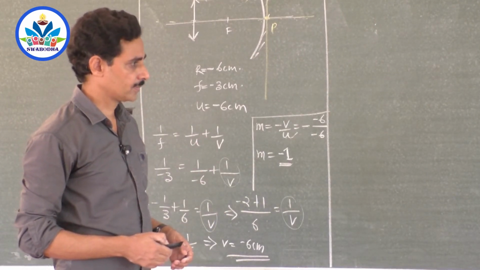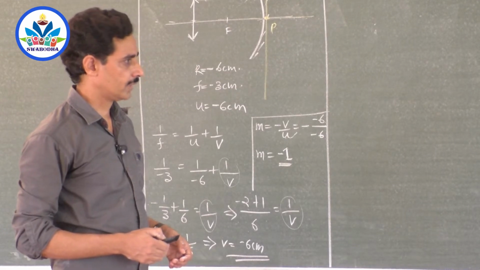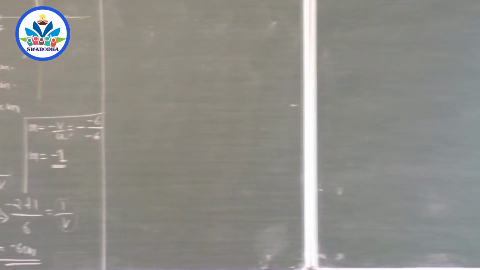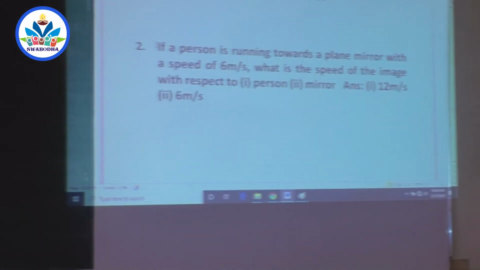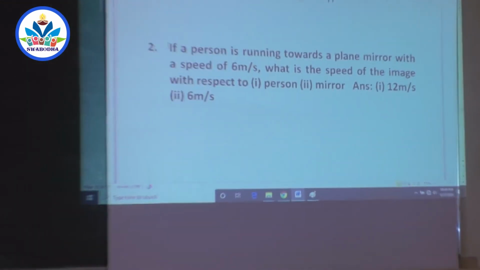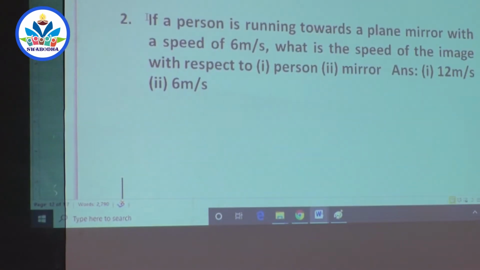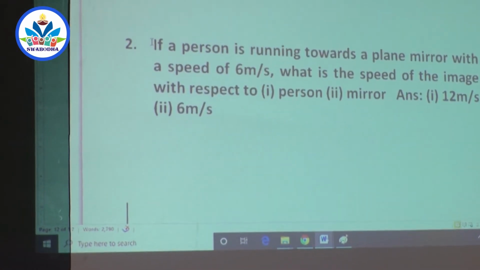Right, next problem. A person is running towards a plane mirror with a speed of 6 meters per second. What is the speed of the image with respect to the person and with respect to the mirror? Okay. Speed they have asked. Of course, you can answer velocity also.